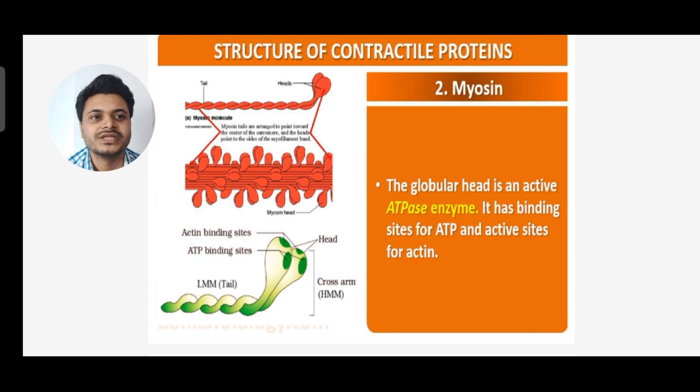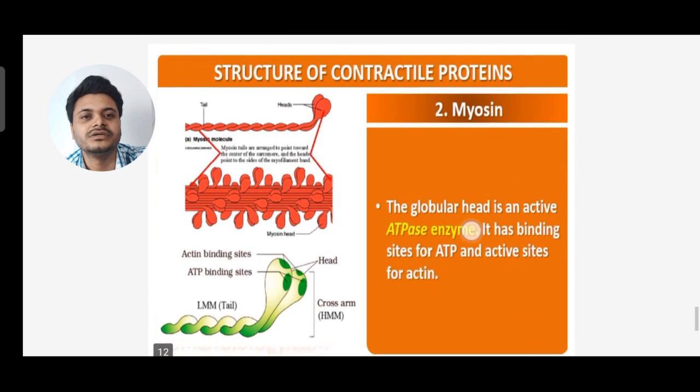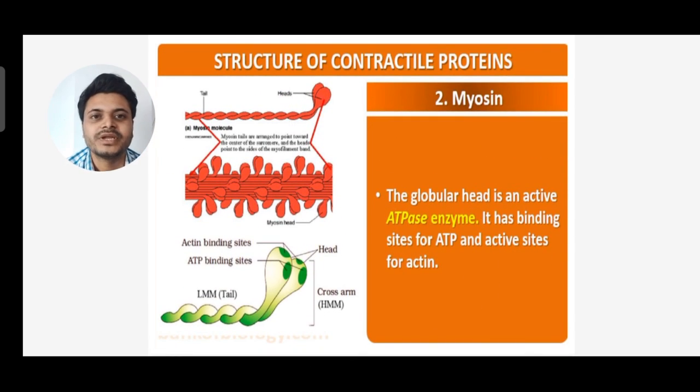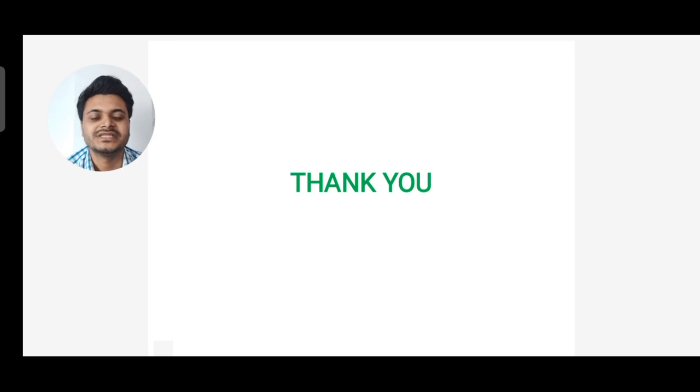The globular head is an active ATPase enzyme, and it has a binding site for ATP and an active site for actin. So this was all about the striated muscle. Here I have discussed actin, myosin, sarcomere, A band, Z line, I band, everything.